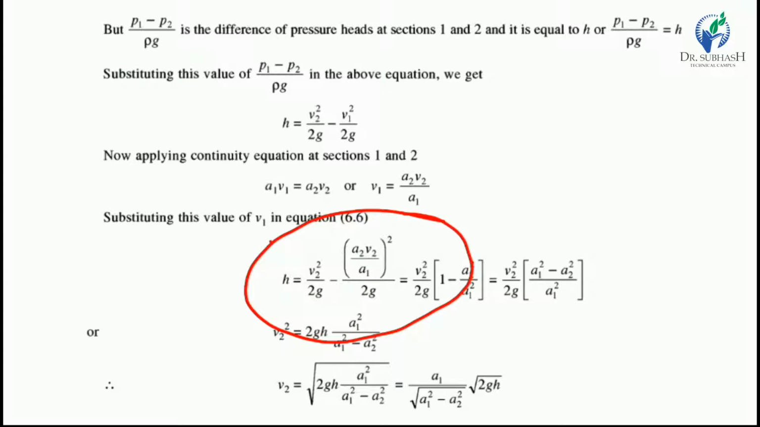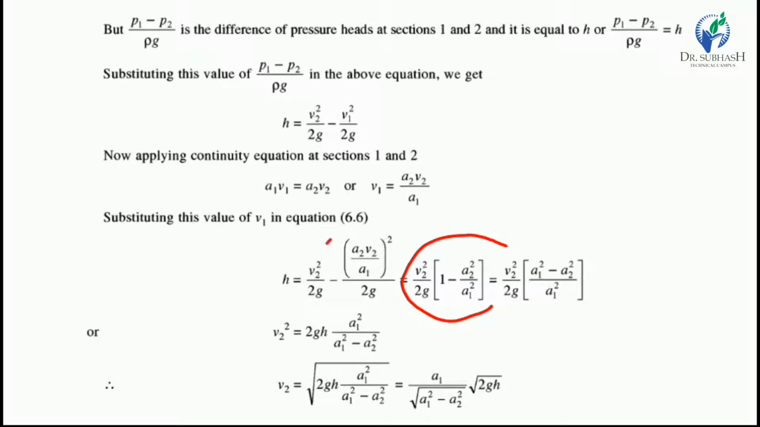So we can get this equation. Now take V2 square upon 2g as common. So in the bracket only 1 minus A2 square upon A1 square remains. The equation is modified in this way. Now we get the value of V2 from the h equation. So V2 square is equal to 2gh A1 square upon A1 square minus A2 square.